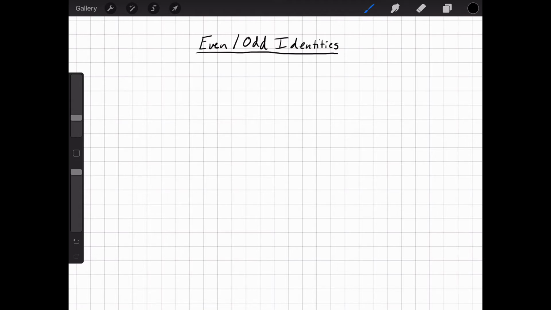Today we will be proving the even and odd identities. There won't be a lot of algebra on this one, but we will be utilizing the unit circle and its symmetry to understand these identities. These are the given even and odd identities.